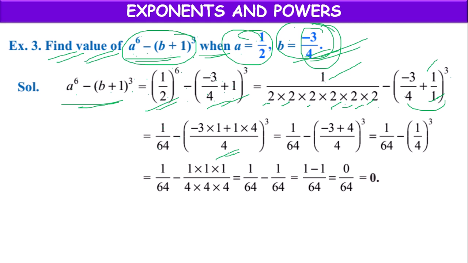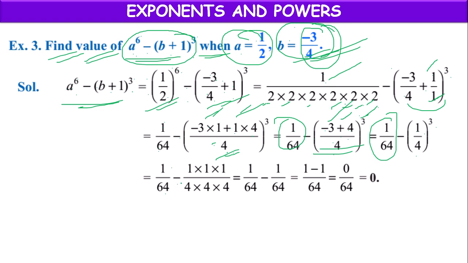So 4, 1 is 4, 1 into minus 3. We have to keep in numerator. So 1 into 4, 4 into numerator 1, we have to write here 1 into 4. So 1 by 64 minus, 3 into 1 minus 3, 1 into 4, 4 by 4 whole cube. But 4 minus 3 plus 4 equal to 1. So 1 by 64 as it is. This one after simplification will become 1 by 4 whole cube.